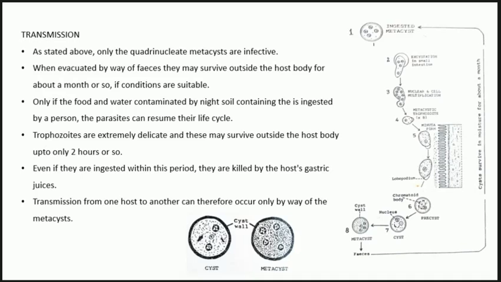Even if they are ingested with this period, they are killed by the host's gastric juices. Without a cyst wall they cannot infect. So transmission from one host to another can occur only by way of the metacyst. Remember, this is only the possibility. Now, how does transmission take place?